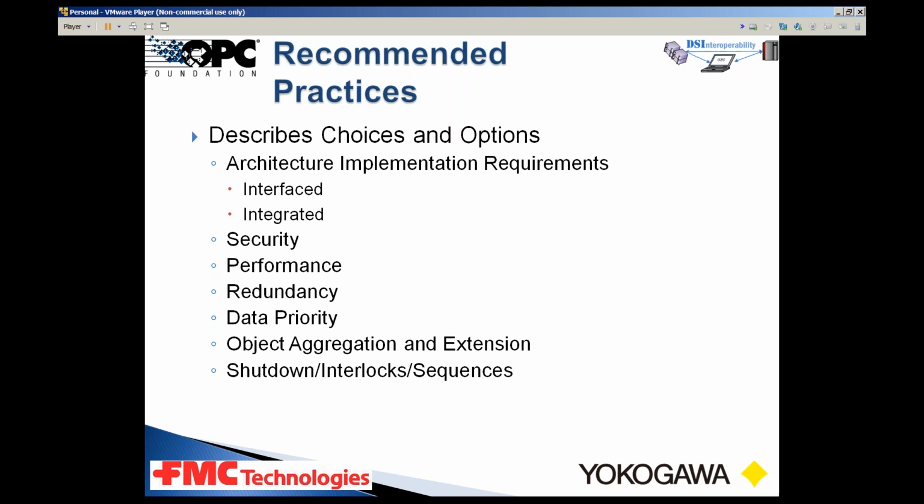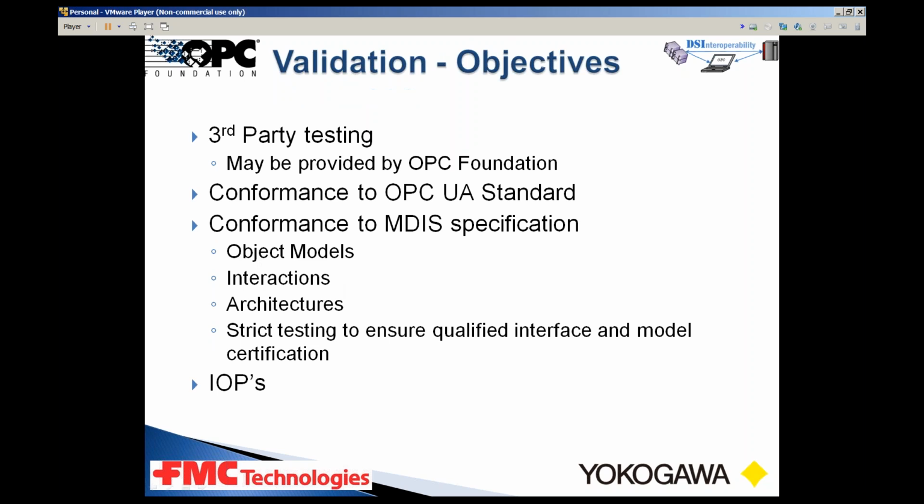Platforms always have redundant systems. It's very important. But each vendor has a different way, perchance, that they will be implementing the redundancy. Data priority is another feature. The other things that you can have are object aggregation and extension. So how do objects get aggregated or extended? How do you build the custom types and vendor-specific types? These are all things that are described in a recommended practice document.